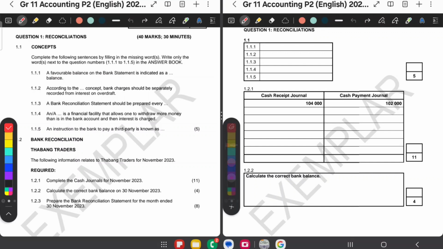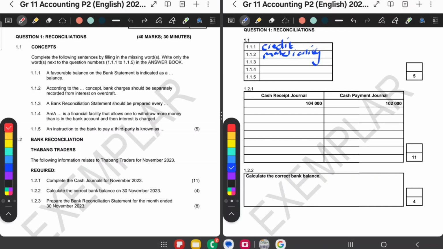So this over here is a credit balance. Okay, next question. According to the what concept, bank charges should be separately recorded from interest on overdraft. Okay, that is the concept of, it's a GAAP principle, the GAAP principle of materiality. So materiality says that you should show things separately.